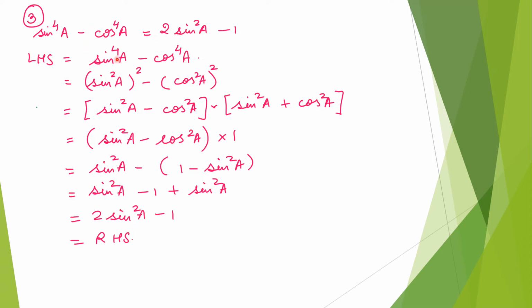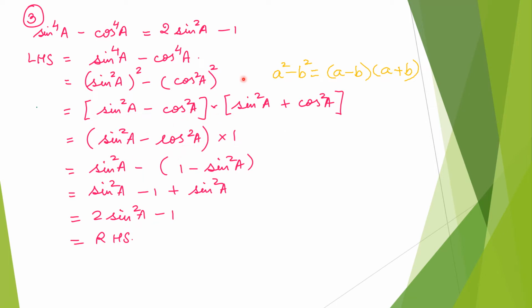So I'm writing down the sine to the power 4A minus cos to the power 4A as sine square A whole square minus cos square A whole square. Then I am going to use the formula, that is a square minus b square is equal to a minus b into a plus b. This will give me sine square A minus cos square A into sine square A plus cos square A. But sine square A plus cos square A is equal to 1.